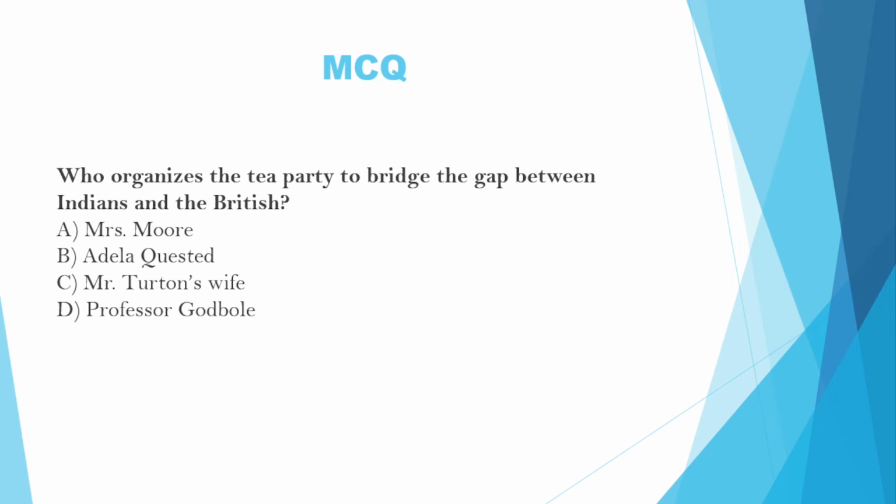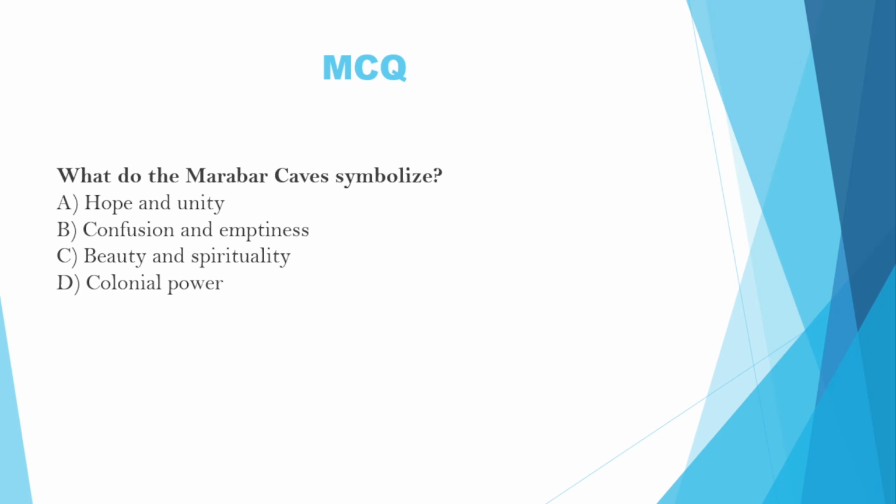Next question is, who organizes the Tea Party to bridge the gap between Indians and the British? Option A Mrs. Morey, option B Adla Quested, option C Mr. Turton's wife, option D Professor Godbole. The correct answer is C, Mr. Turton's wife.